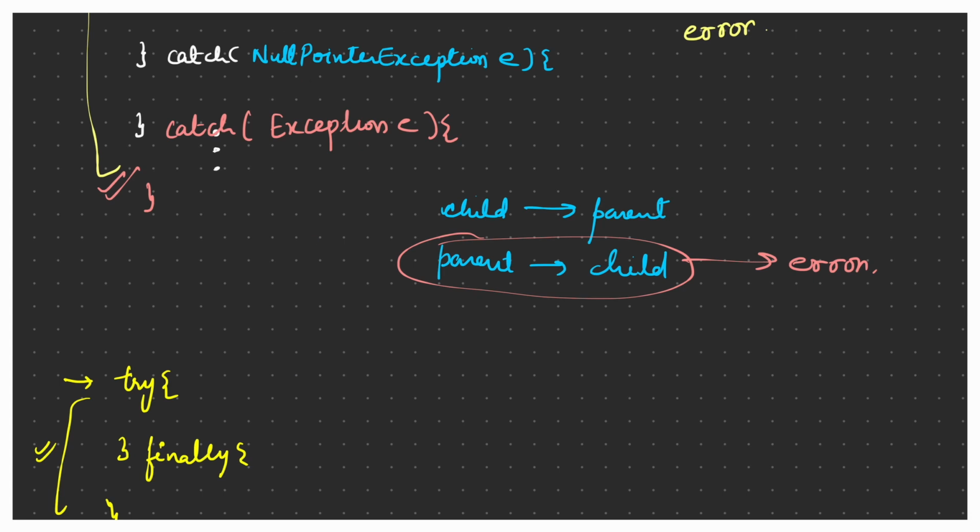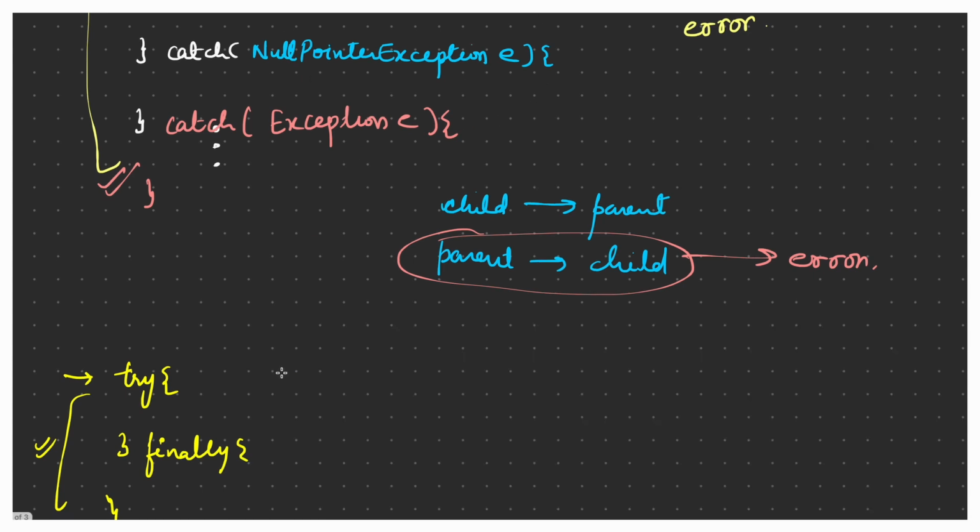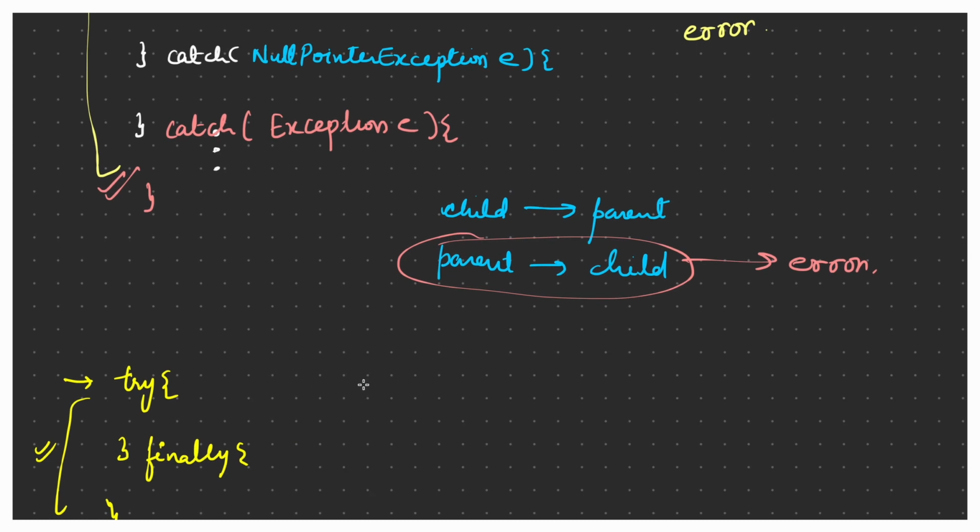So what is the use of this finally block? This finally block is used for some specific tasks, like closing the connection at the end of the program, releasing the resources at the end of the program. So these are some useful tasks which we can achieve using the finally block.